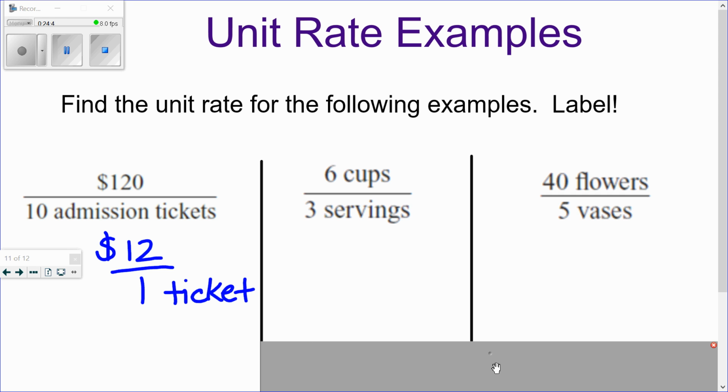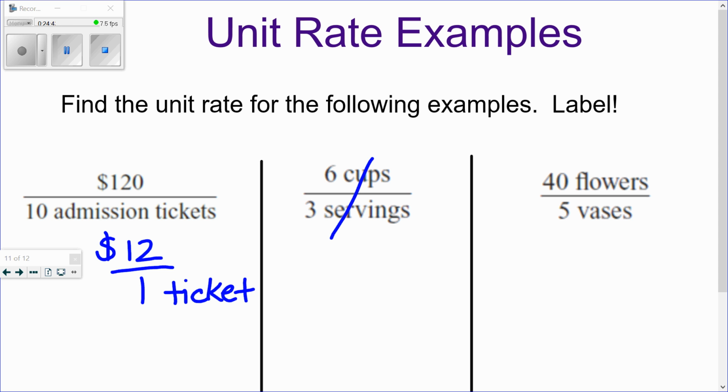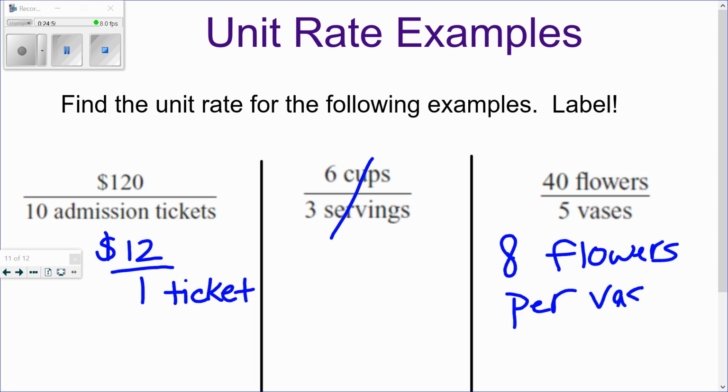Okay? We're not going to do the one in the middle. Let's do the one to the side. I have 40 flowers in 5 vases. What would the unit rate be? Unit rate is 8 flowers per vase. You can always put a 1 in front of that vase if you want to, but it's kind of understood. Okay. All right. That is it for section 1-3. Do you have any questions?